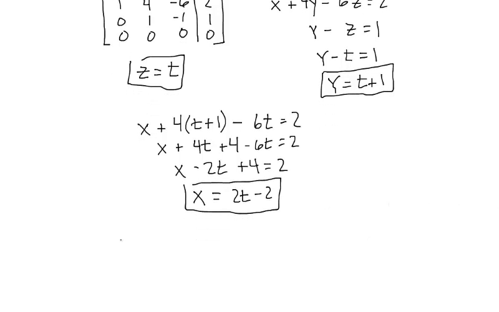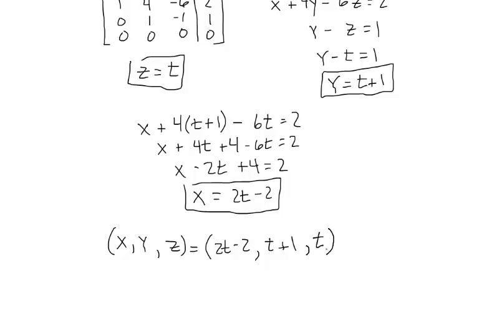So now my final answer is going to be x, y, z is equal to 2t minus 2, t plus 1, and t. So if we take a t value and plug it in for t, we can get the other values for the solution. And that's how we solve systems of linear equations that are underdetermined or overdetermined.